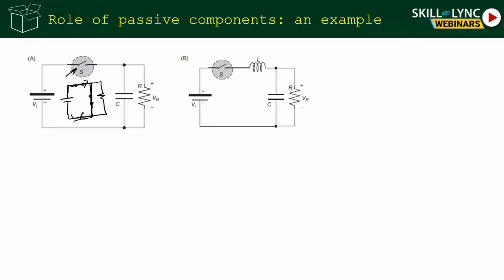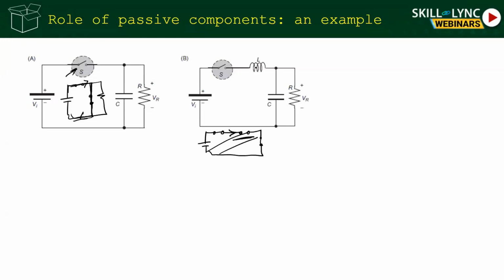So the solution is simple. You put an inductor here, right? So if you put an inductor here, then in the beginning, when you switch it on, the inductor acts like an open circuit, the capacitor acts like a short circuit, but the current cannot flow. The huge current cannot flow here. It will gradually build up, and that will protect this switch.